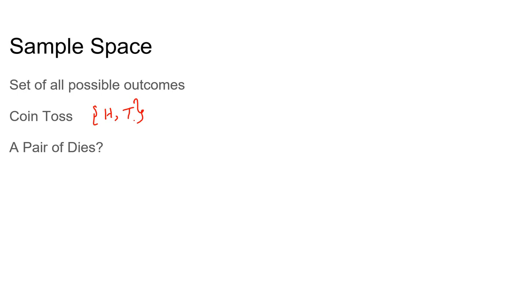Now let's look at a slightly more complicated example. You throw a dice. It has 6 sides, and you throw it. Now you can say the sample space is 1, 2, up to 6. But what if you throw a pair of dice?